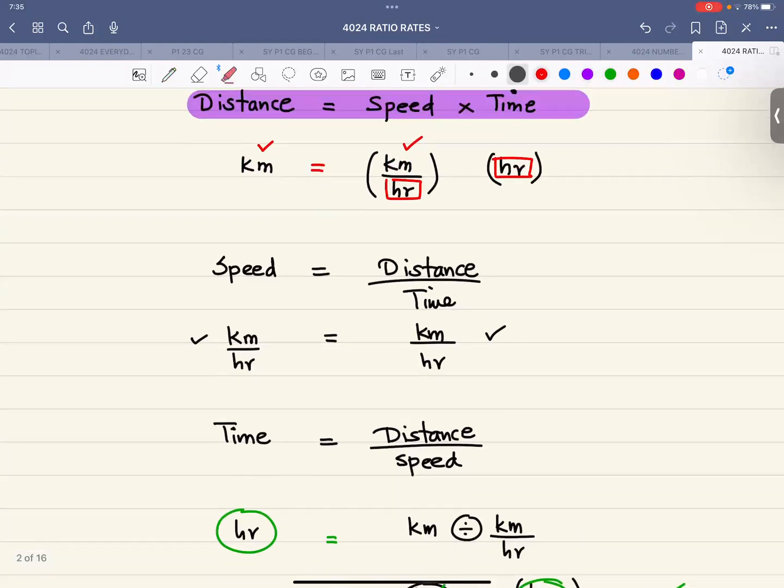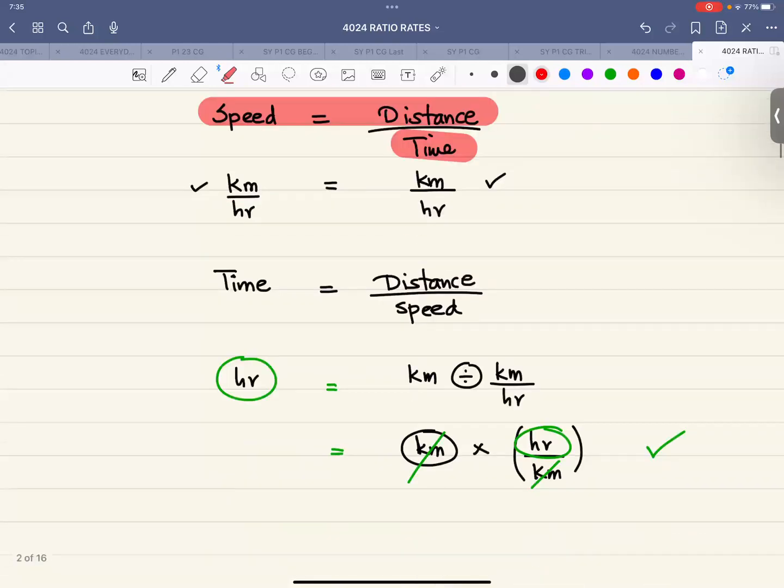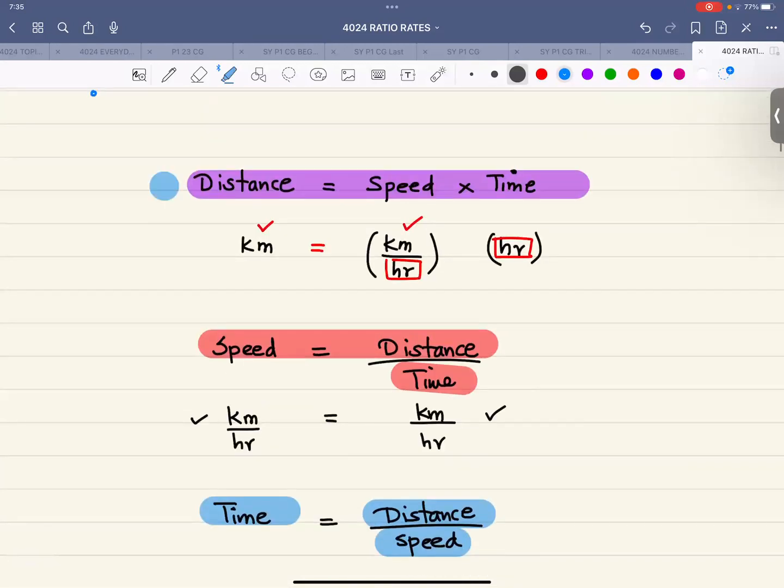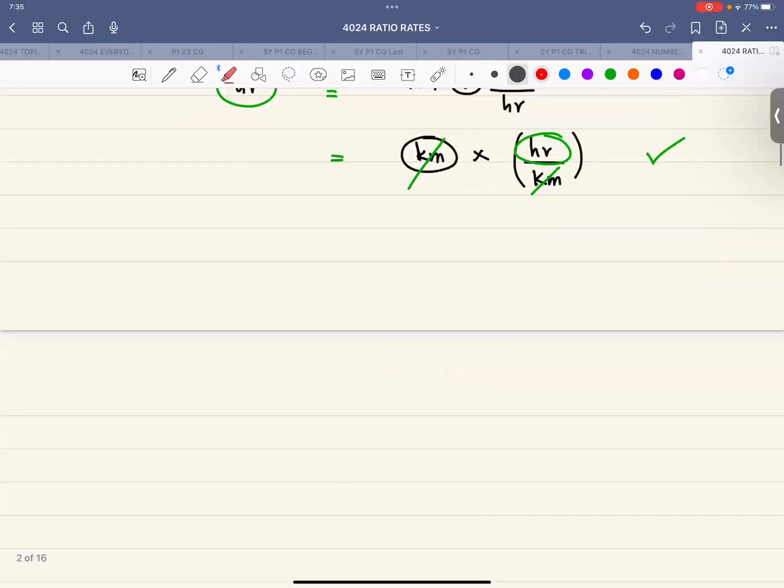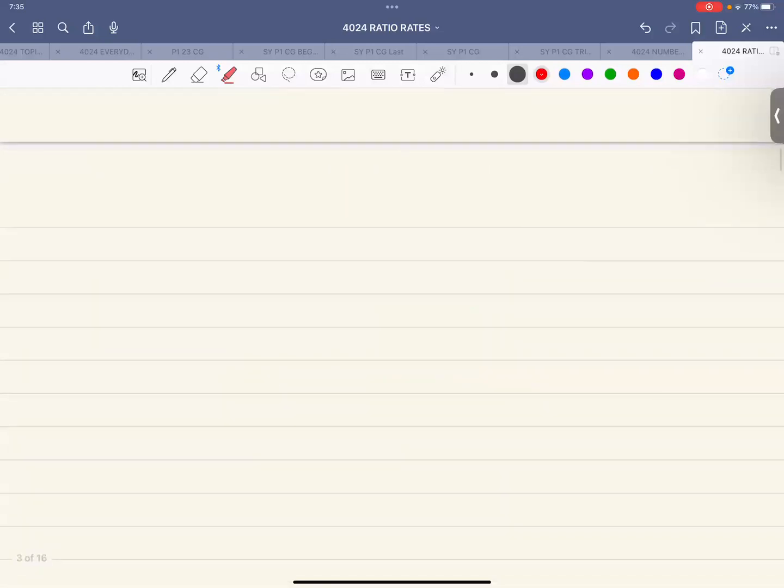So let me highlight this. Distance is speed times time. Speed is distance divided by time. Similarly, we can say time equals distance divided by speed. In fact, in reality, this is just one single formula. It depends on how you make the subject. Also, if we talk about units, we should be well versed in changing the units.